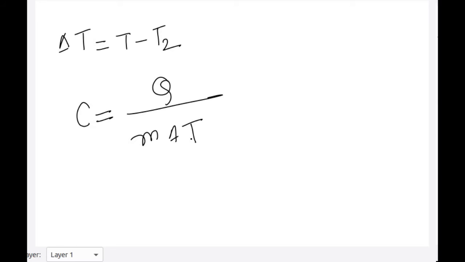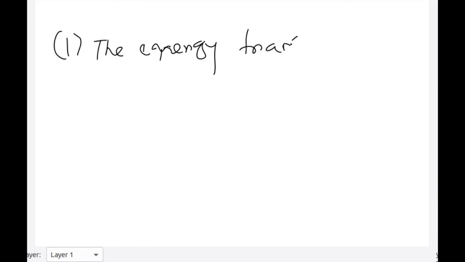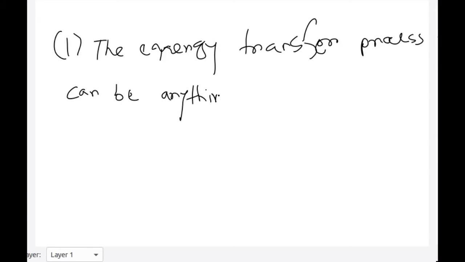Now, I want to mention some important points about specific heat. 1. The energy transfer process can be anything. It can be work done, it can be radiation, it can be heat, it can be matter transfer, it can be electrical transmission, or it can be a mechanical wave.